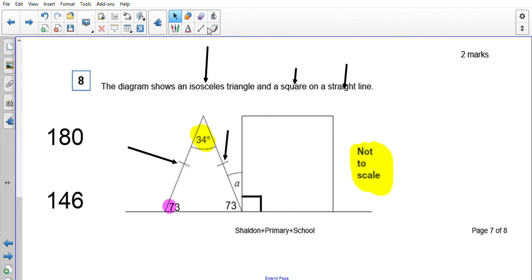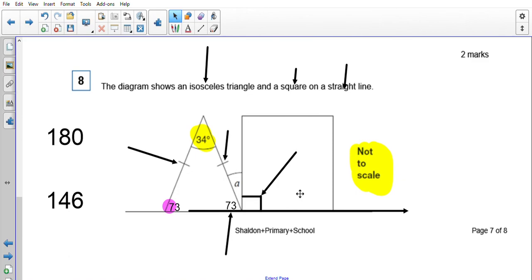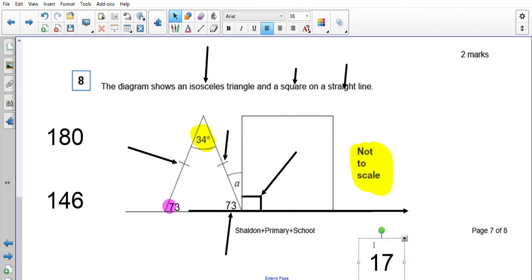So now here, I know that my angles on a straight line are always 180 degrees. Now, I've used 90 degrees of that, which means that I have 90 degrees left. Now, of that 90 degrees, I've already used 73 degrees, which means that A is whatever is left between 90 degrees and 73 degrees. So 90 subtract 73 is going to give me an answer of 17 degrees for angle A.